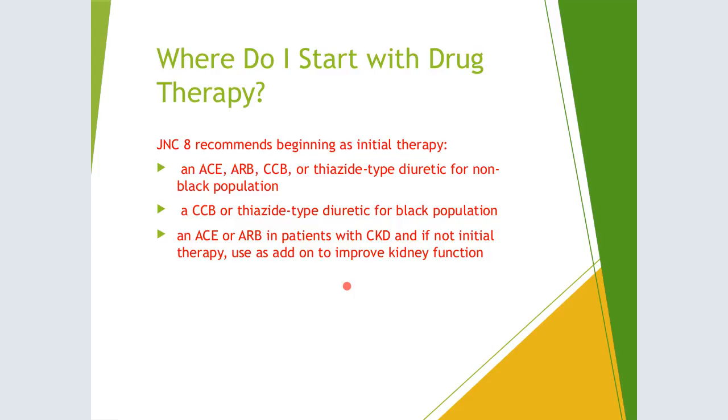Okay. An ACE or an ARB in patients with chronic kidney disease is indicated, okay, if they're already on a CCB or a diuretic and there's some renal insufficiency going on, you want to add on that ACE or ARB to improve kidney function. Okay. Does that make sense?